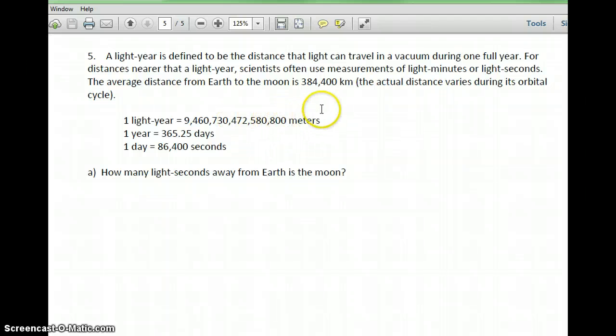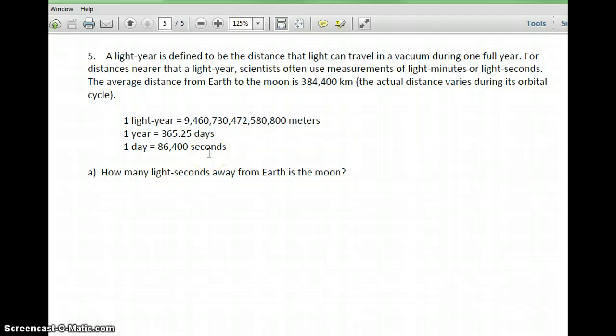Now since it's meters, and I was originally given a value in kilometers, I may start by converting this original value into meters so they have the same units. Once I have it in meters, I'm going to use this fact to convert to light years. I'm going to leave light alone, convert years into days, and days into seconds. So my final unit will be light seconds.